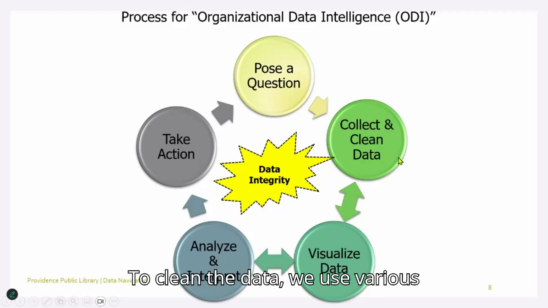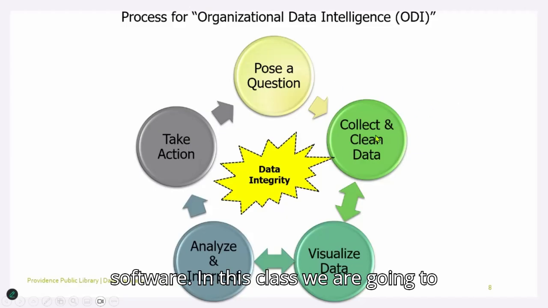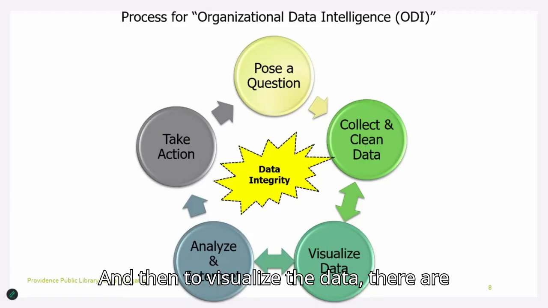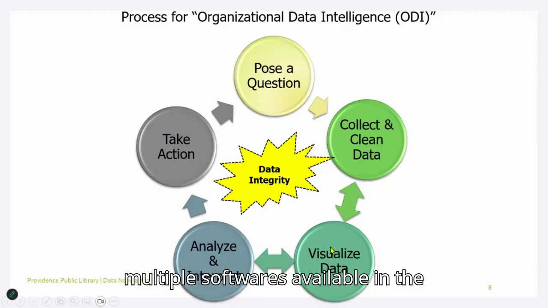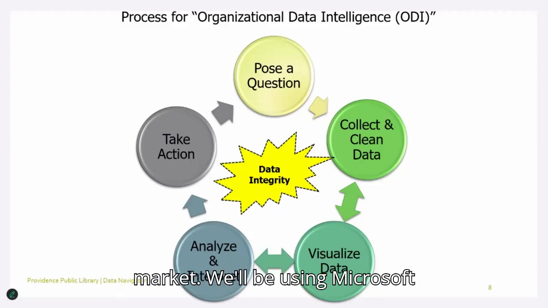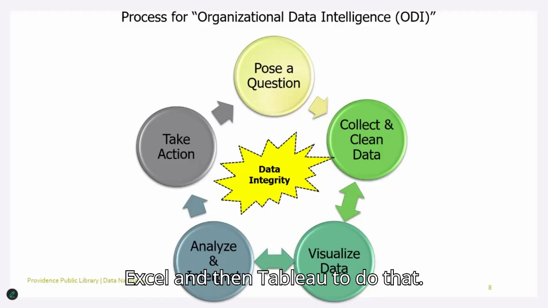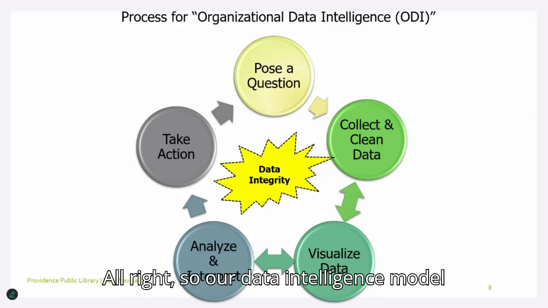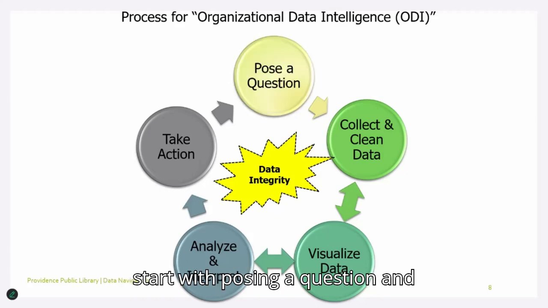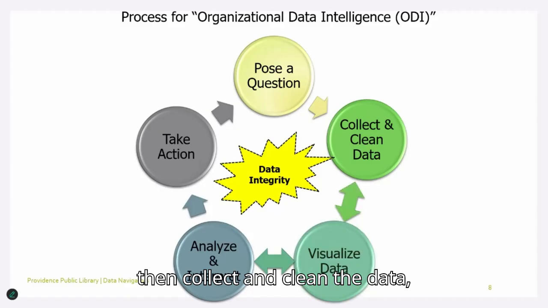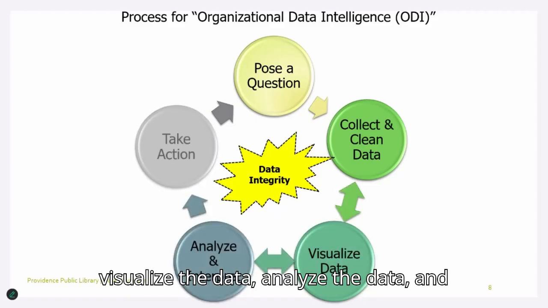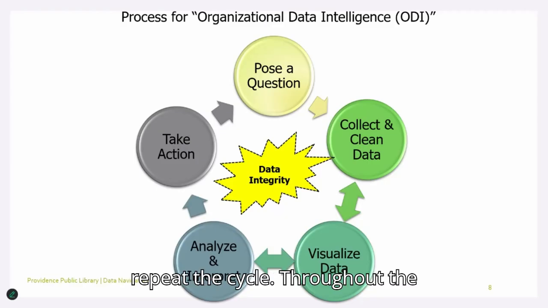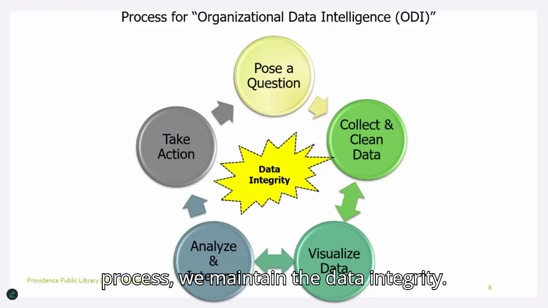To clean the data, we use various software. In this class, we are going to use Microsoft Excel, right? And then to visualize the data, there are multiple software available in the market. We'll be using Microsoft Excel and then Tableau to do that. All right. So our data intelligence model starts with posing a question and then collect and clean the data, visualize the data, analyze the data, and then take action. And then if required, repeat the cycle. Throughout the process, we maintain the data integrity.